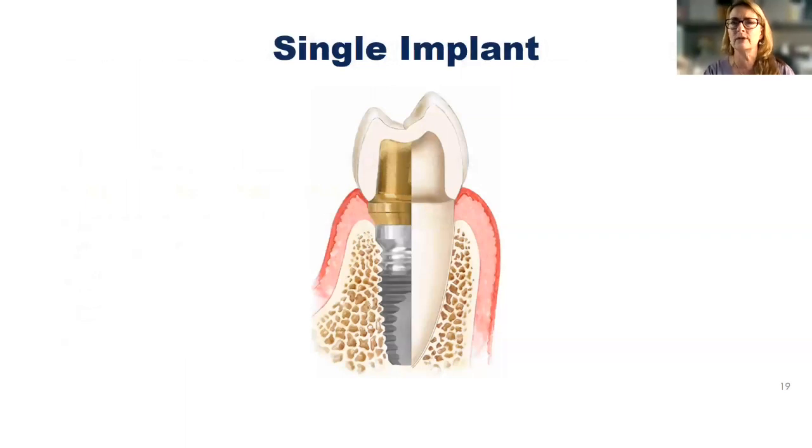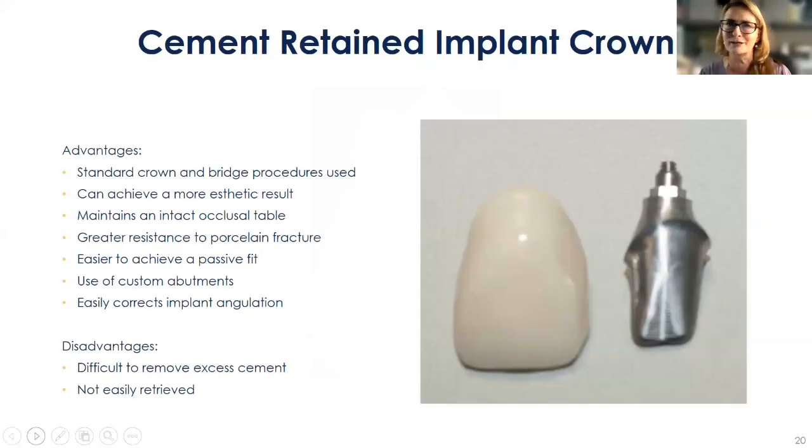So a single tooth implant. Okay, so we have the implant that's in the bone, right? We've got our custom abutment and then the crown that is going to go over top. Sorry, my annotation is not going to work and allow me to move the slide forward. So I'm not going to use the annotation.